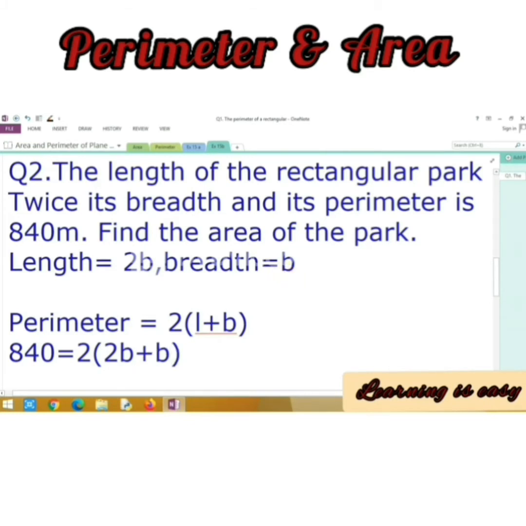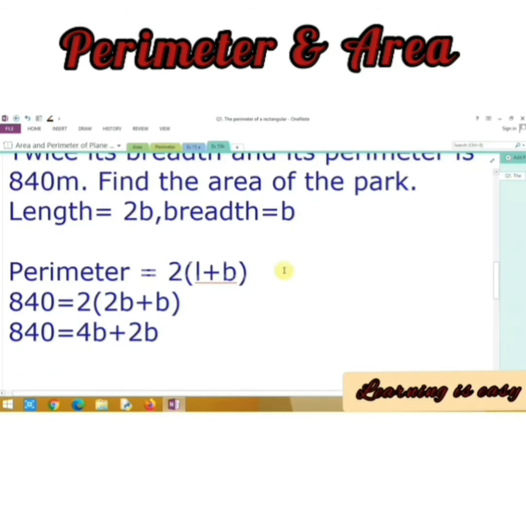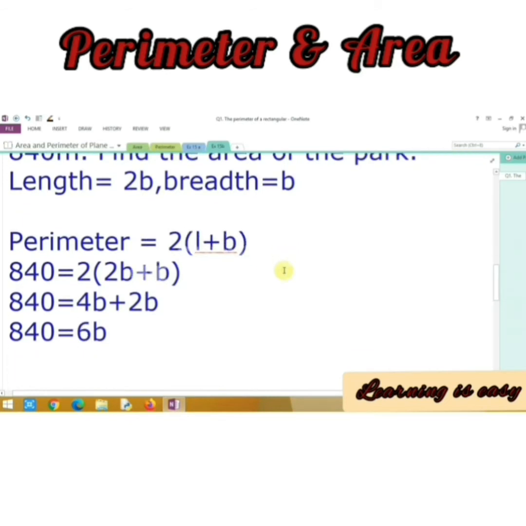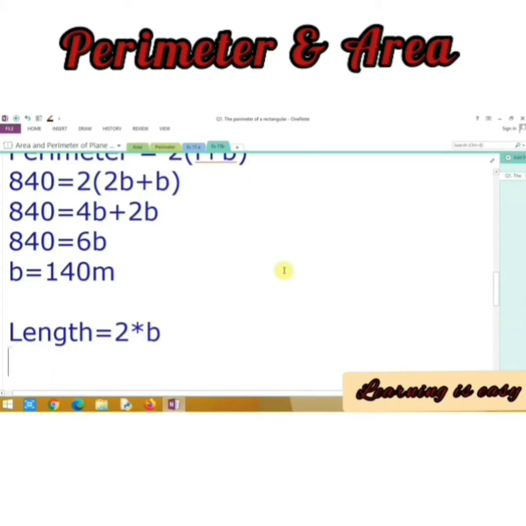We just assume with two variables. So 840 equal to 4b plus 2b. So 6b equal to 840. So we can find the value of breadth first, which is 140 meter. With that, we can find the length, as the length is twice of its breadth, which is going to be 2 into b, 280 meter.